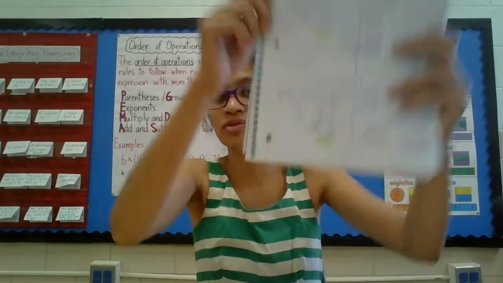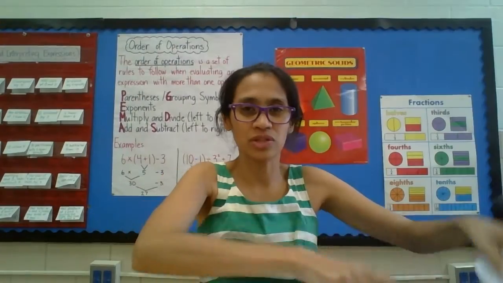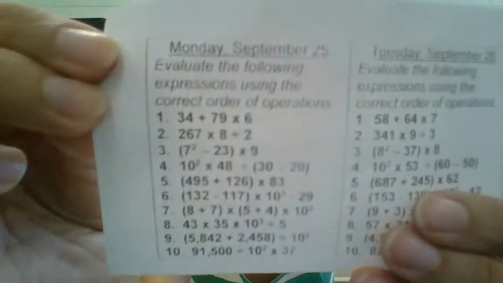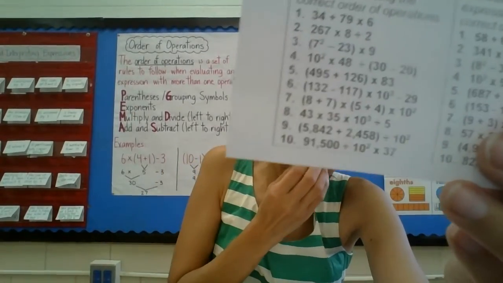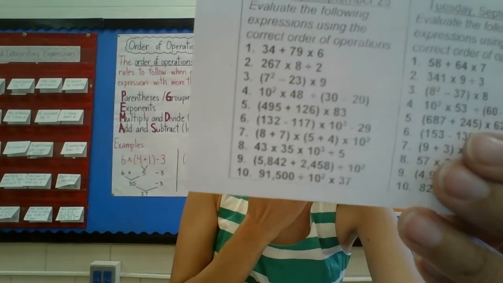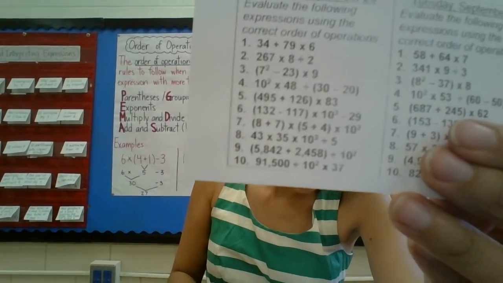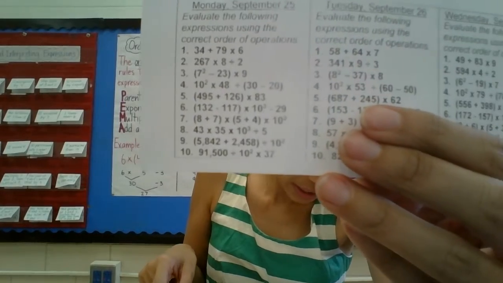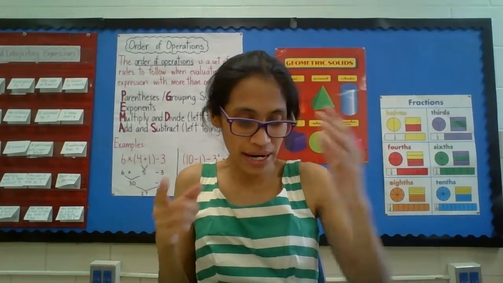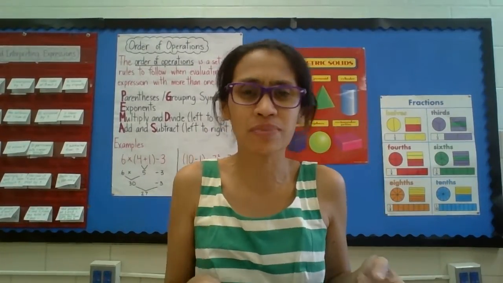Find all the videos that you need. Right here, number 6: parentheses, 132 minus 117, close parentheses, times 10 to the third power, minus 29.